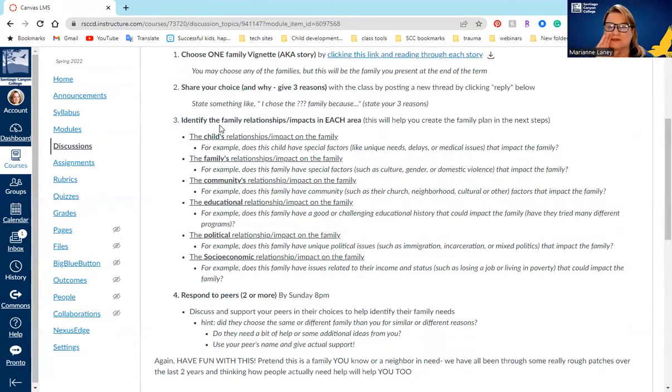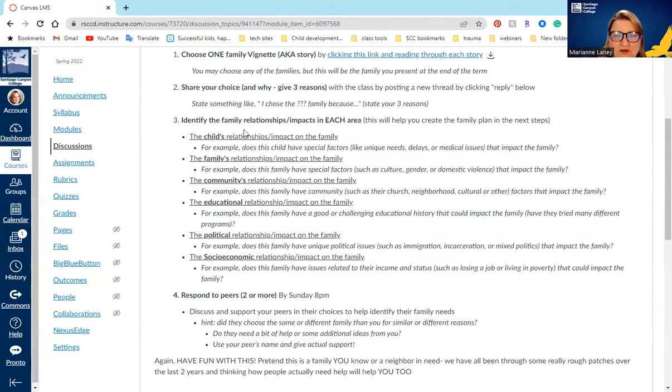So make it easy. Listen, for all your classes, make it easy for your teacher to give you all the points. So for number 3, you can literally say, number 1, I chose this family, and these are my 3. Number 2, these are my 3 reasons why. Number 3, I'm going to answer each one of these bullets here. And if you notice this, it's all having to do with Bronfenbrenner's systems.